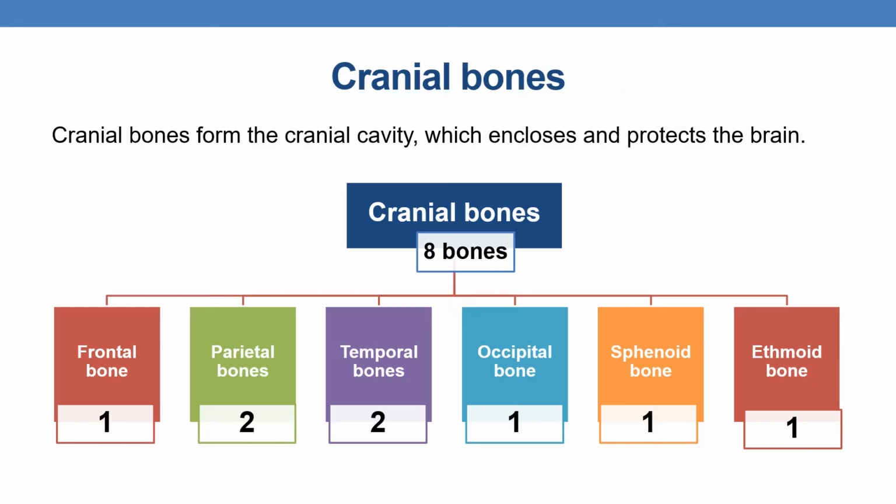Now let us discuss cranial bones. Cranial bones form the cranial cavity, which encloses and protects the brain. In all there are 8 cranial bones. So what are those 8 cranial bones? They are 1 frontal bone, 2 parietal bones, 2 temporal bones, 1 occipital bone, 1 sphenoid bone and 1 ethmoid bone. Frontal, parietal, temporal, occipital, sphenoid and ethmoid bones.